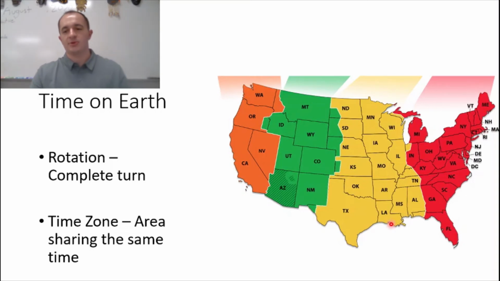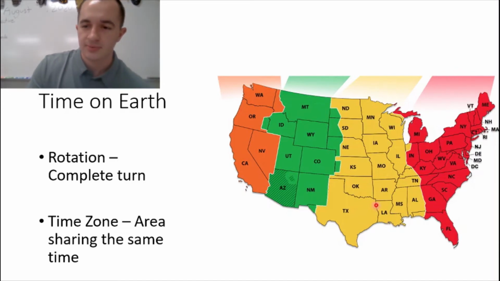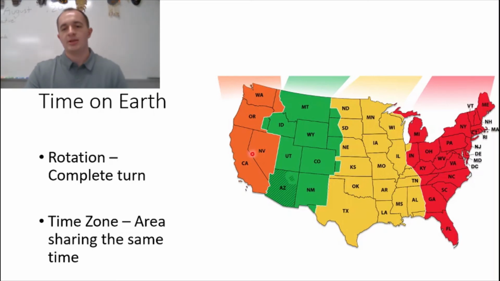If we look at this map, the United States is made up of 4 different time zones. We have the Eastern time zone in the red, Central in the yellow, Mountain in the green, and Pacific in the orange. So let's say it's noon in New York. If we go and see what time it is in Chicago, Illinois, it is actually 11, and then Denver, Colorado, it will be 10, and in Los Angeles, California, it will be 9 a.m.